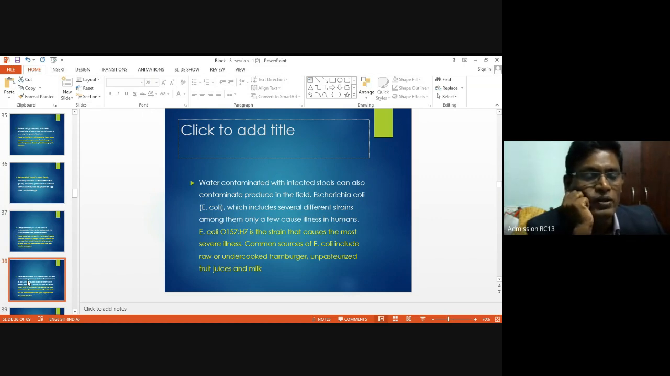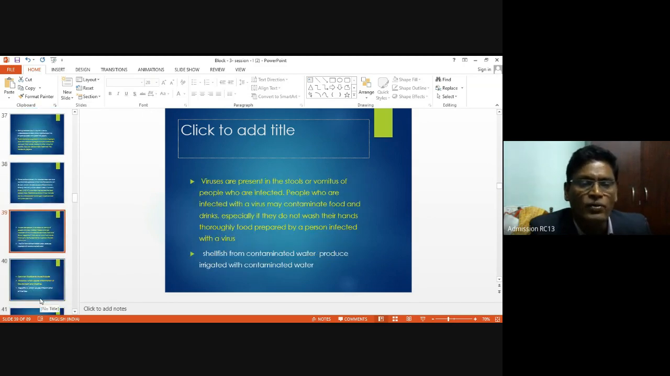Escherichia coli, we know that E. coli includes several different strains, among them only a few cause illness in humans. Escherichia coli is a very important parameter to check in water quality, whether it is contaminated by waste or other things. Otherwise, this Escherichia coli will grow more, and the strains cause the most severe illness. Common sources of E. coli include raw or undercooked hamburger, and unpasteurized fruit juice and milk, where we can notice this kind of spread of the bacteria.